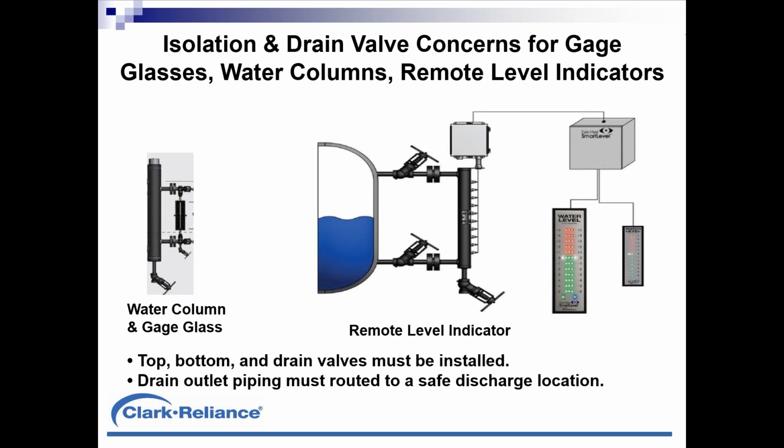Isolation and drain valves are required for all externally mounted level indicating devices. Every gauge glass must have its own set of isolation and drain valves. Every remote level indicator, no matter what technology, must have its own set of isolation valves. Double isolation valves are permitted. There's nothing wrong with doing that.